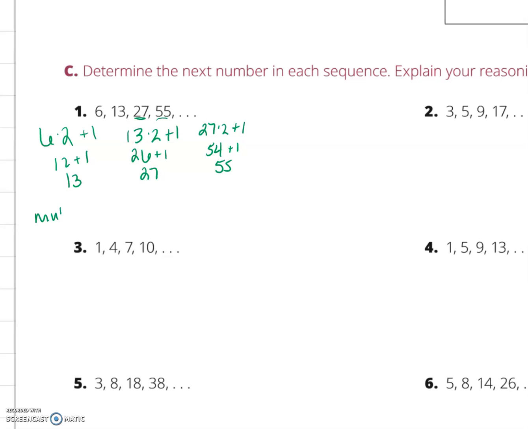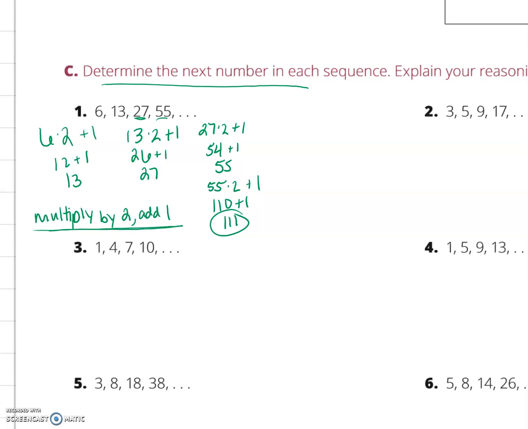So our pattern would be to multiply by 2, add 1. So if we find the next number in the sequence, we're going to take 55 times 2 and add 1. And 55 times 2 would be 110 plus 1, which would be 111. And that would be our next number, and that's good enough for your reasoning.